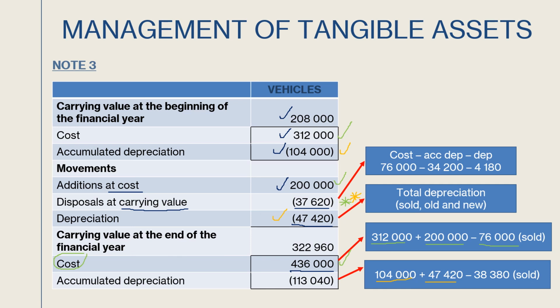All right. So basically that is going to be the 104,000, the balance at the beginning of the year, plus the depreciation that we've made provision for this year, minus the accumulated depreciation of the vehicle that we sold. Not just the depreciation for this year, the accumulated depreciation of the vehicle that we sold. And that is going to give me the accumulated depreciation at the end of the year. And then obviously your cost price minus your accumulated depreciation is going to give me the carrying value. Easy peasy.